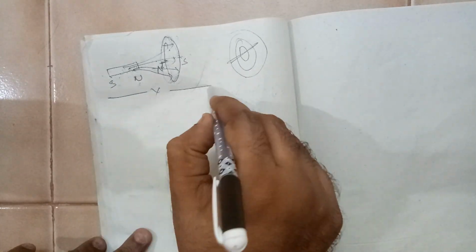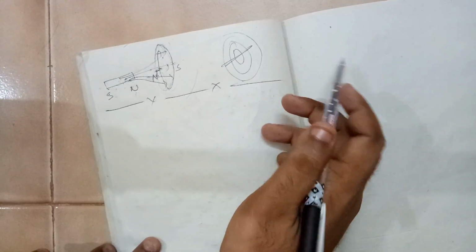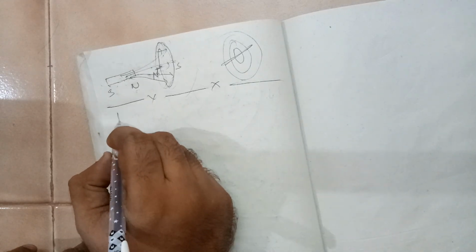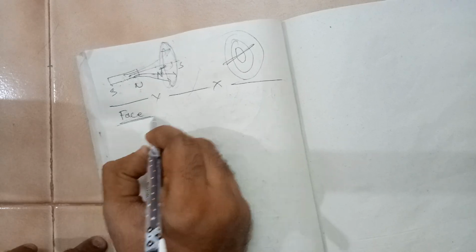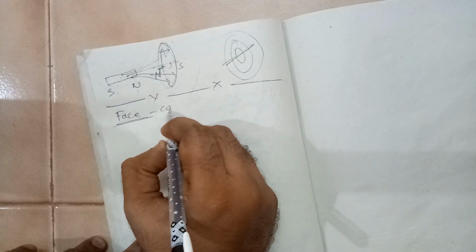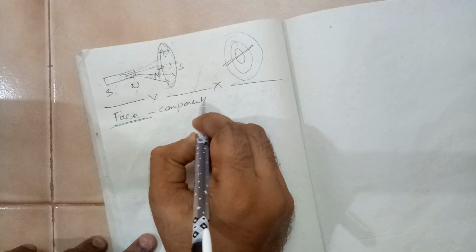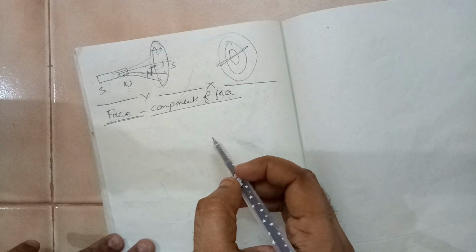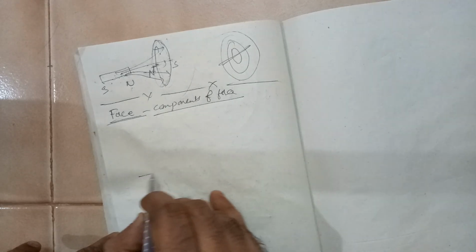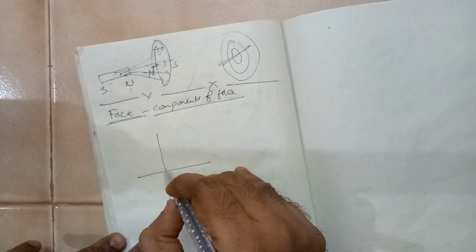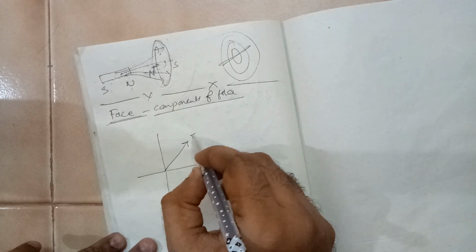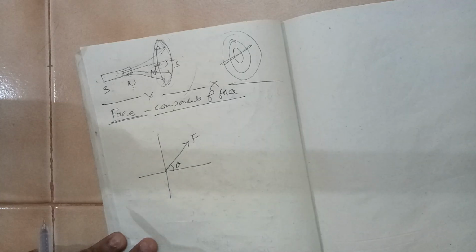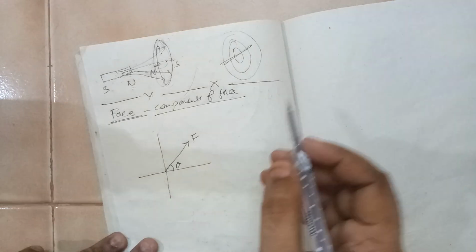In this video, we will discuss how to find components of a vector. Let us say I take force. Force is a vector. You will find the components of force. First of all, let us understand what a component is. Let us say you have a force F making angle theta with the x-axis.